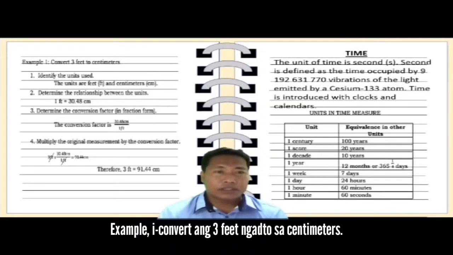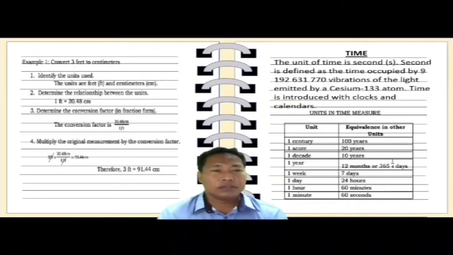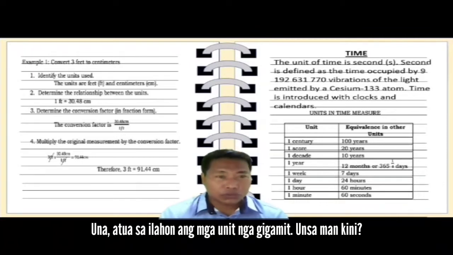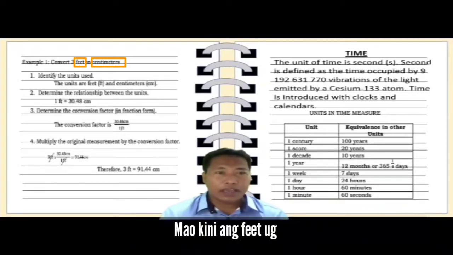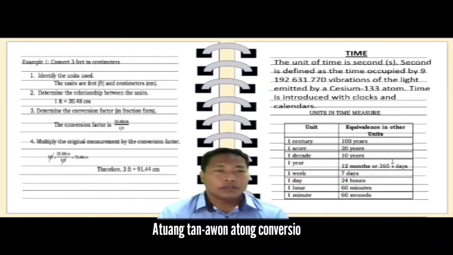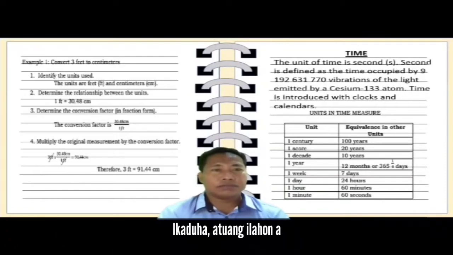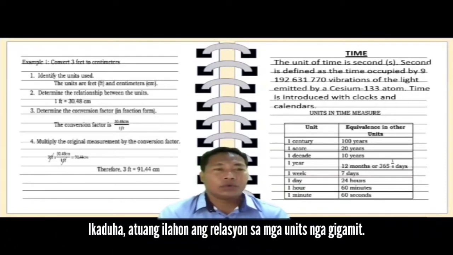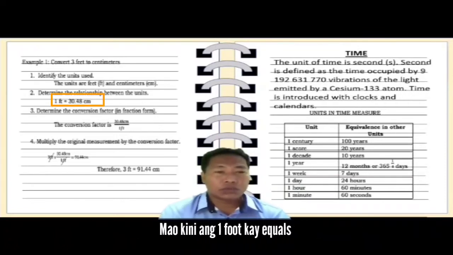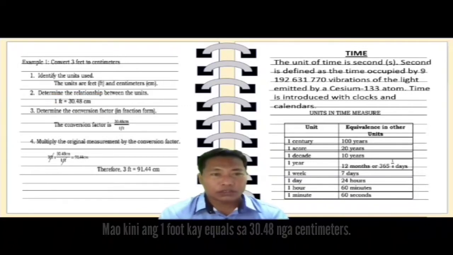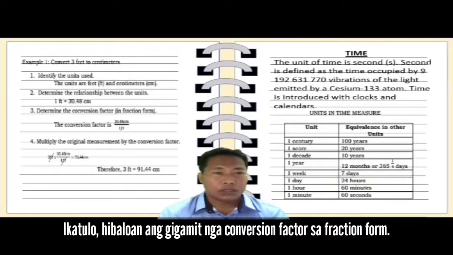Convert 3 feet to centimeters. Okay. So what are the steps? We're going to identify the units used. What are the units? The feet and centimeters. Now, from the conversion table that we have, we determine the relationship between the units. So 1 foot is equals to 30.48 centimeter. Now, determine the conversion factor in fraction form. We're going to make the fraction form.